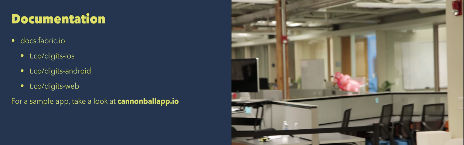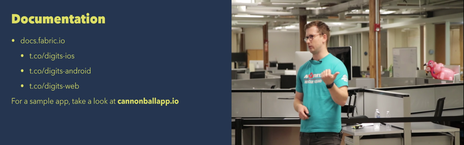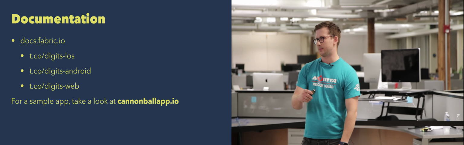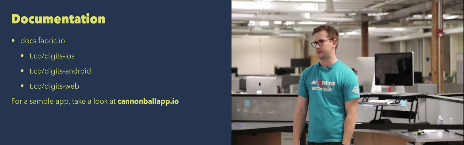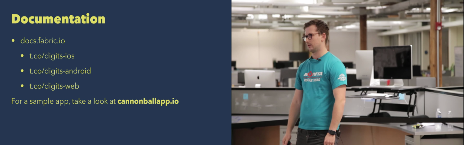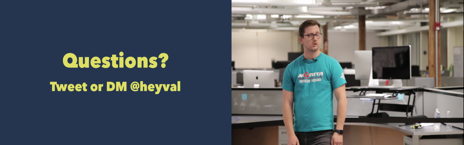If you want to just take a look and see how it works, cannonballapp.io links to GitHub repos for iOS, Android, and the web. The web example that's actually powering the website is JavaScript on the client side and Node.js on the back end. That's also available on GitHub.